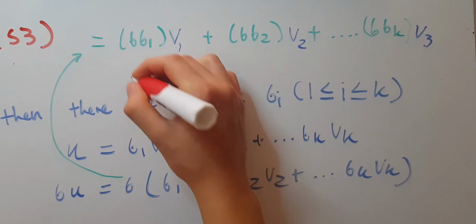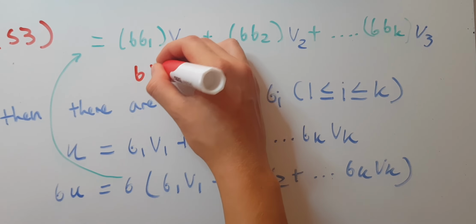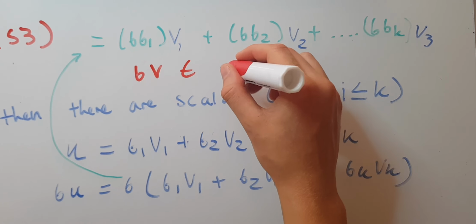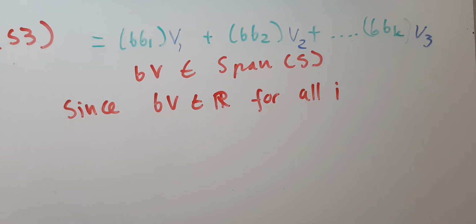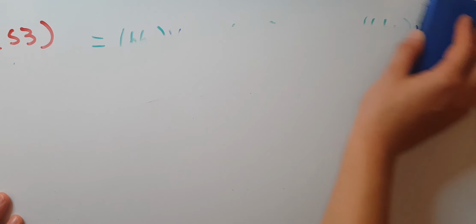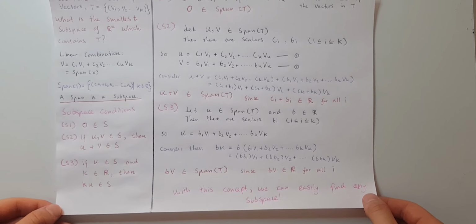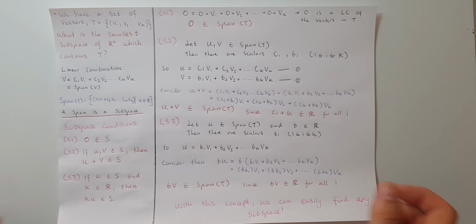So, given we have just proved that bv is an element of span S, since we have proven that multiplying a vector by a scalar still remains an element of all real numbers for all i. So we've proven all three subspace conditions. So what's so great about this? Well, with this concept, we can easily find any subspace. So here's your summary. Feel free to pause the video and have a look, but I hope that was helpful.